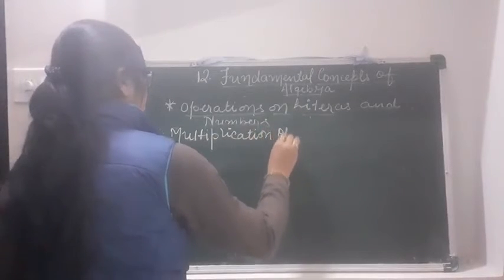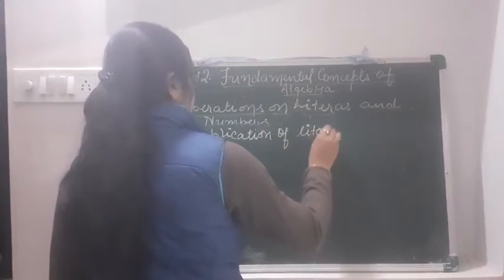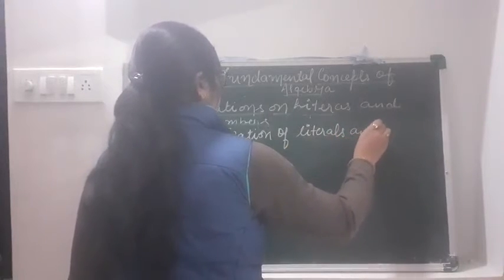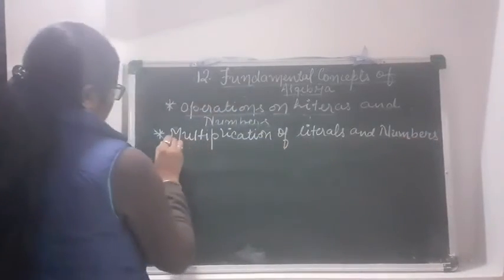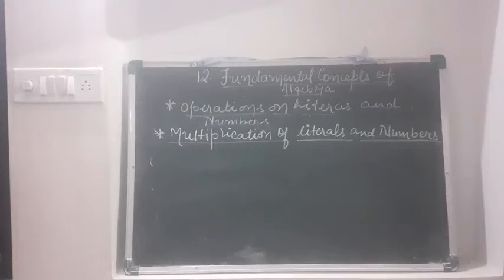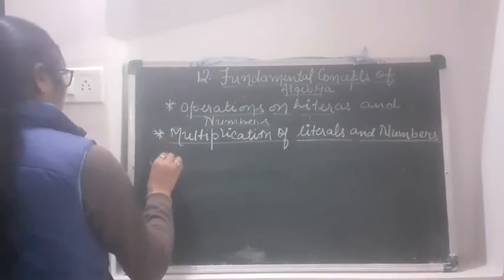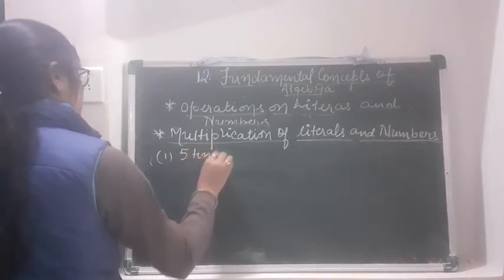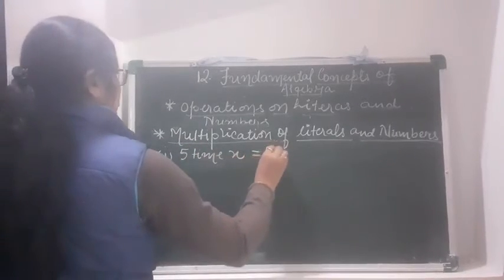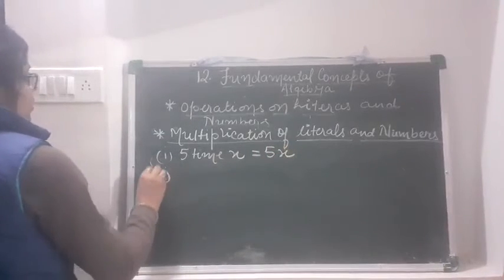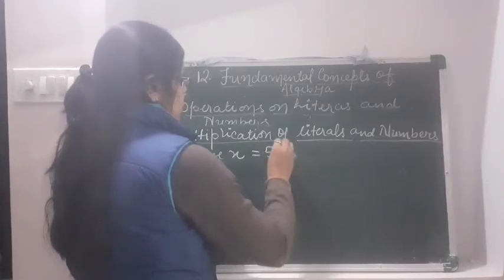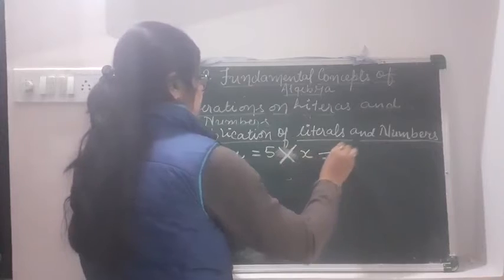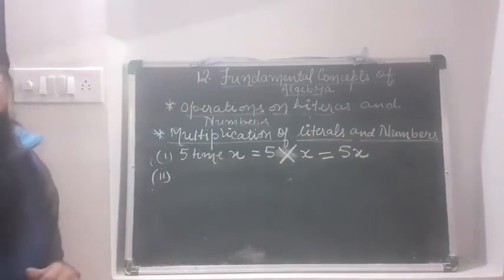Multiplication of literals and numbers. This we have to do. So if we have to write 5 times x, this is equal to what? 5x. Okay. 5 into x, that's why we write it like this. This will be 5x. Clear?